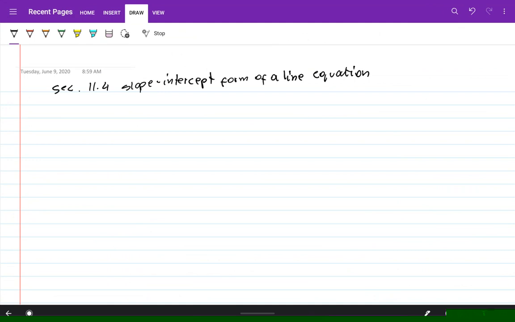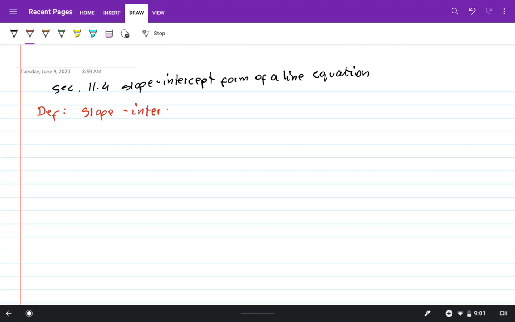Okay, guys, so this is the lecture from section 11.4. Section 11.4 is about slope-intercept form of linear equation. Okay, so slope-intercept form. So let's start with definition.